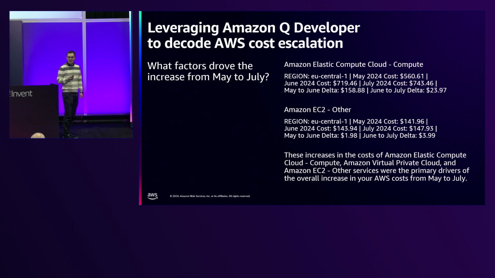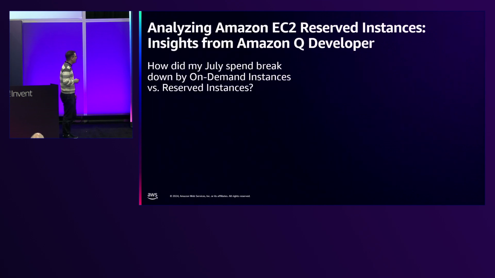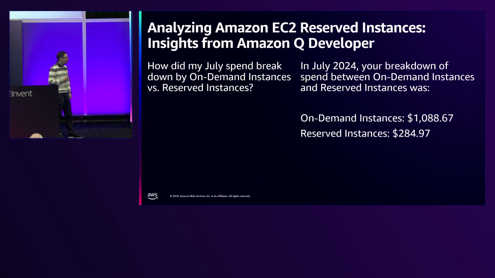But what's the issue with EC2? How did my July spend break down on-demand instances versus reserved? And boom, we got the answer right here. So now we know that we forgot to reserve our instances, or our reserved instances have been expired. So now we know what's the issue.